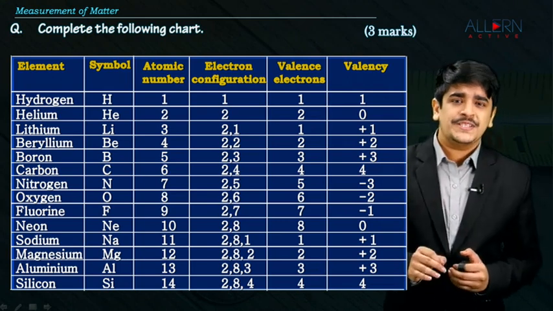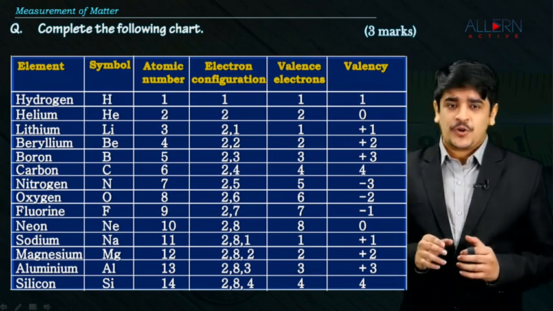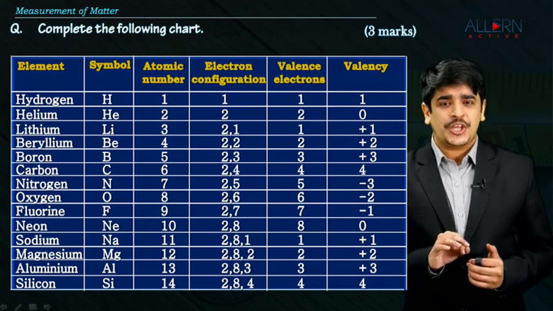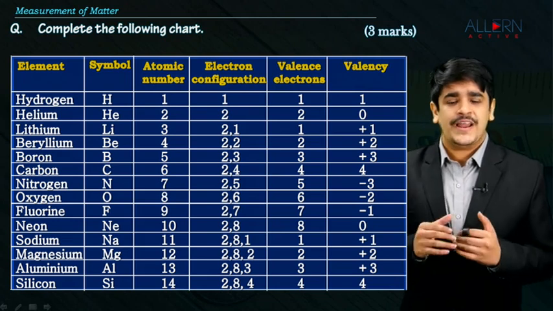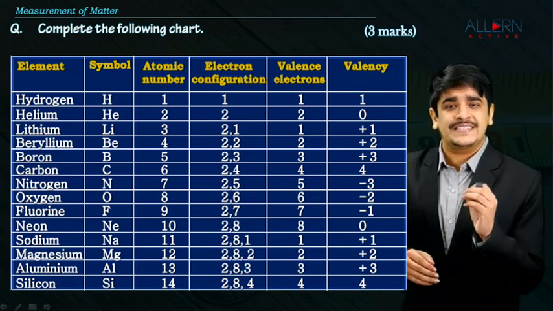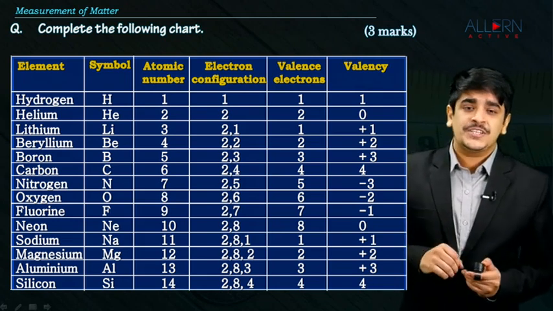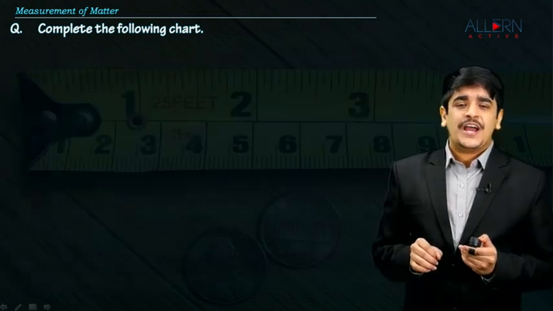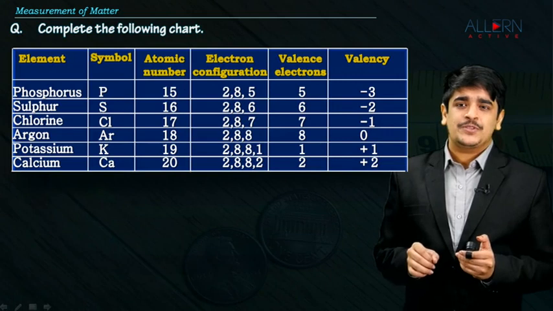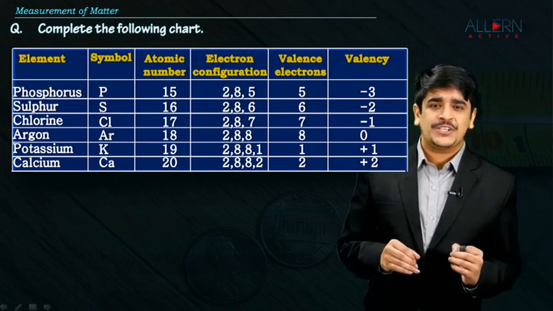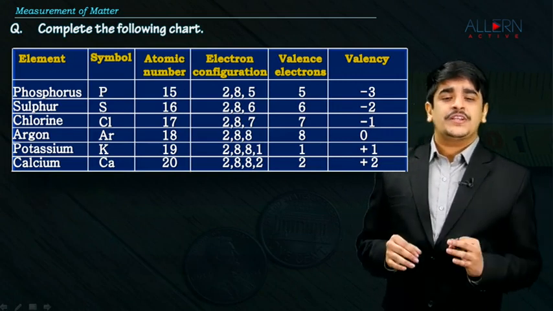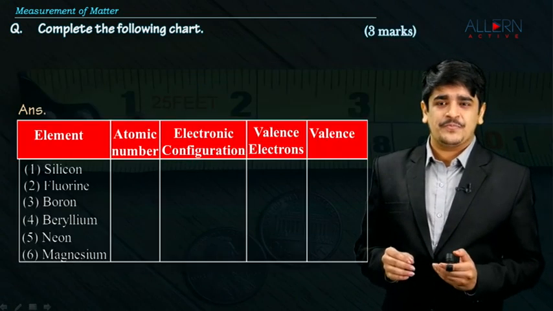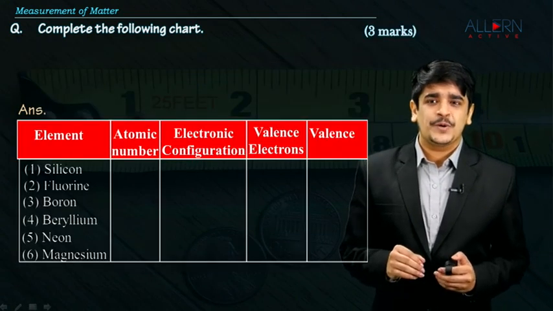What are their symbols? I have also given you all the electronic configuration, as well as the number of electrons present in the last shell, present in the valence shell, called the valence electrons, and therefore the valency. This happens to be till silicon, which is the first 14 elements, and after that we have the next 6 elements over here from phosphorus to calcium onto the screen. This particular table will help you out to solve the question which is going to follow. Let's begin. So that's the chart that we need to complete.